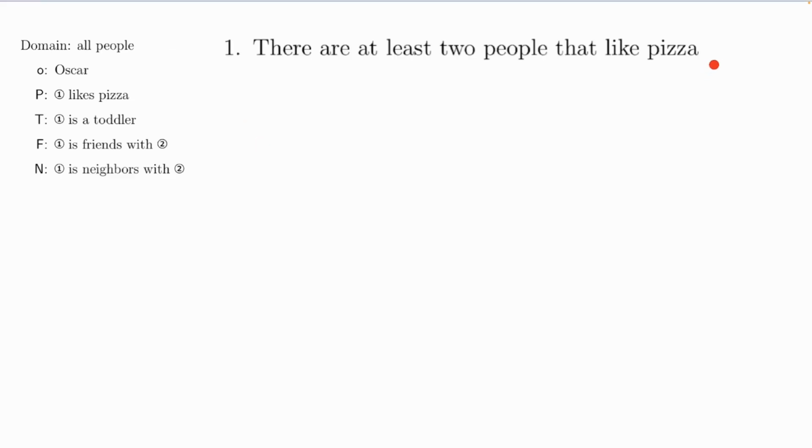Starting with the first statement here, there are at least 2 people that like pizza. This one's straightforward. We just capture that by saying there is an X and there is a Y, such that X likes pizza and Y likes pizza. And moreover, crucially, we have to add that X and Y are distinct. And that's what captures there are at least 2 people that like pizza.